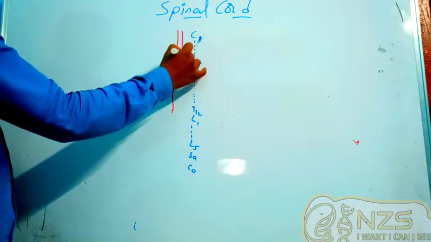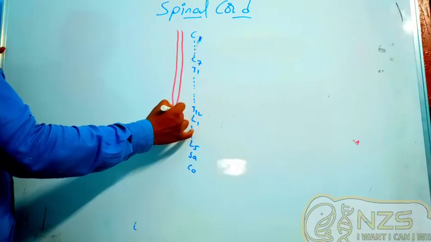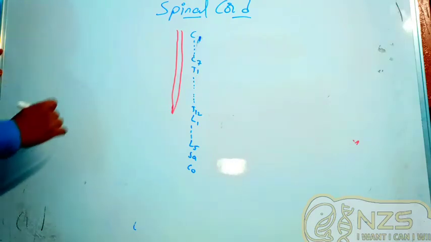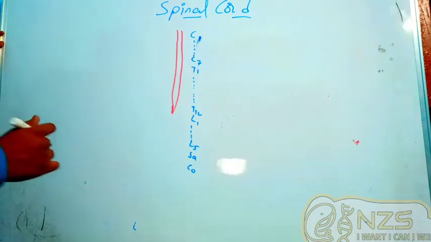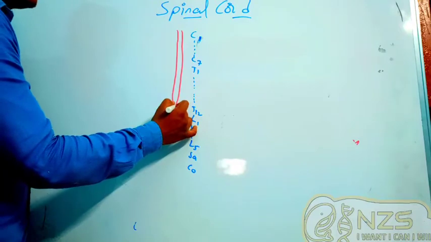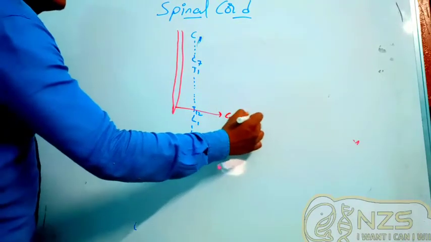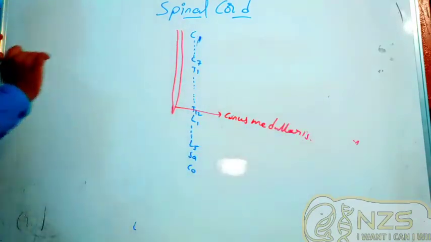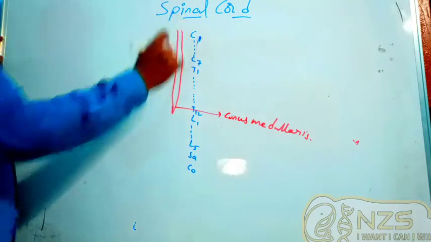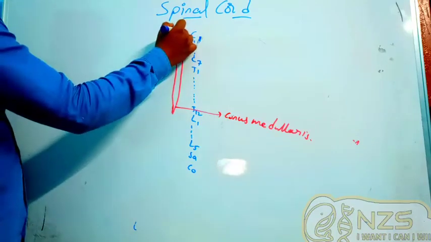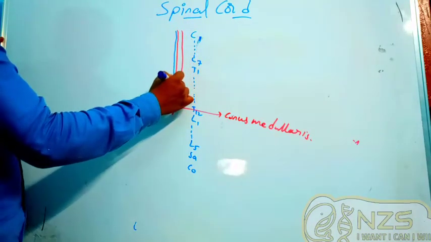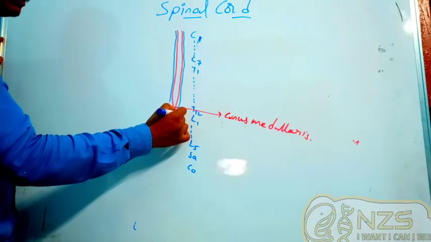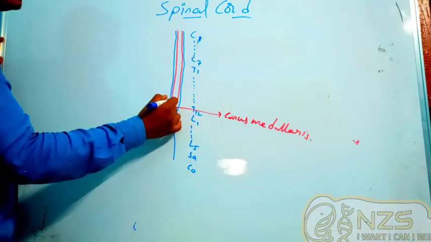The spinal cord will continue up to L1, and here it tapers. It becomes narrow. This is called the conus medullaris. Now, around the spinal cord we have meninges also. The meninges will also come down, but they will not stop at the conus medullaris. They will continue till the coccygeal region.